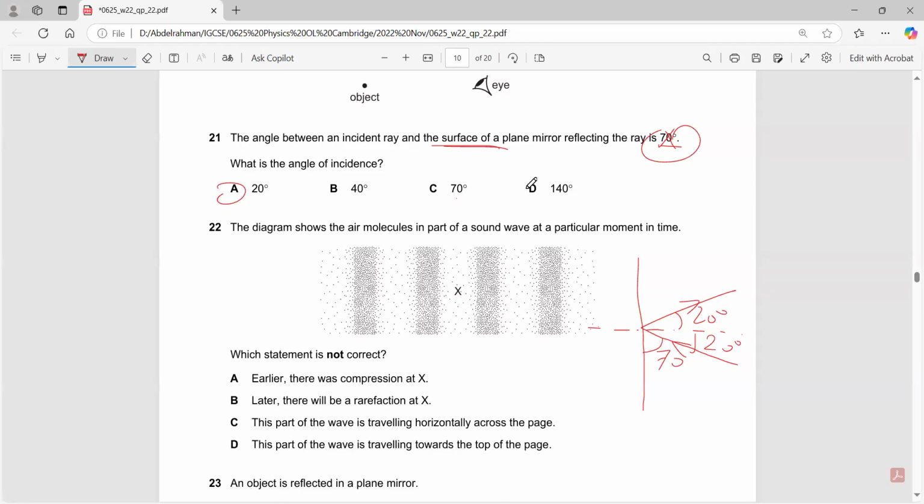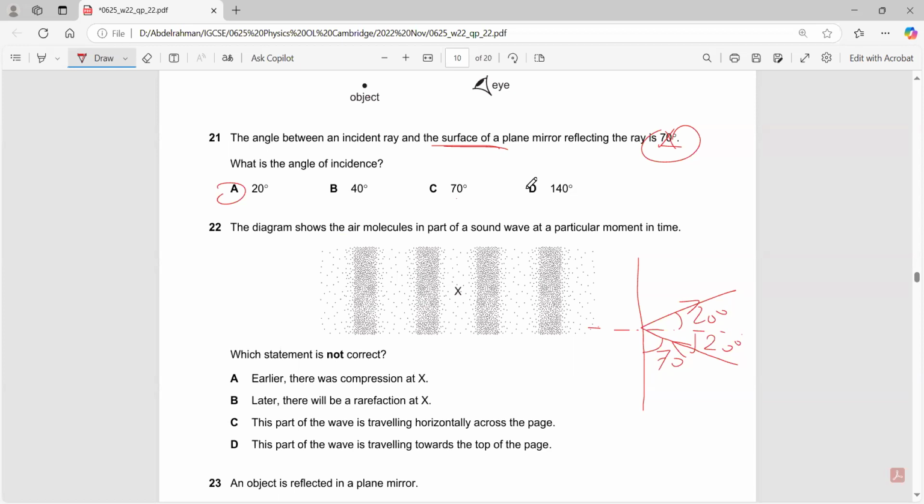Question 22. Diagram shows air molecules in part of a sound wave at a particular time. Which statement is not correct? Earlier there was a compression, later there will be a rarefaction. So this is a sound wave which is moving from left to right, and we know it's parallel to the energy motion.